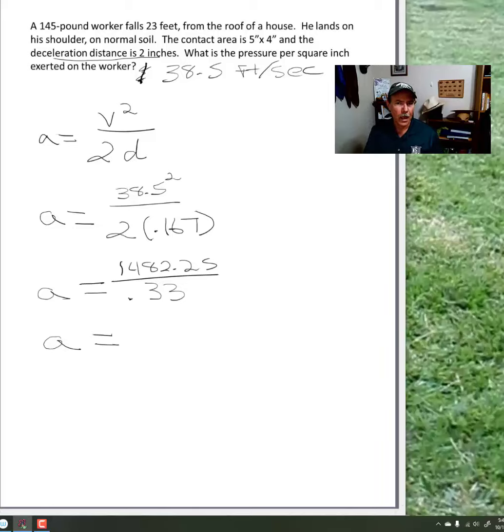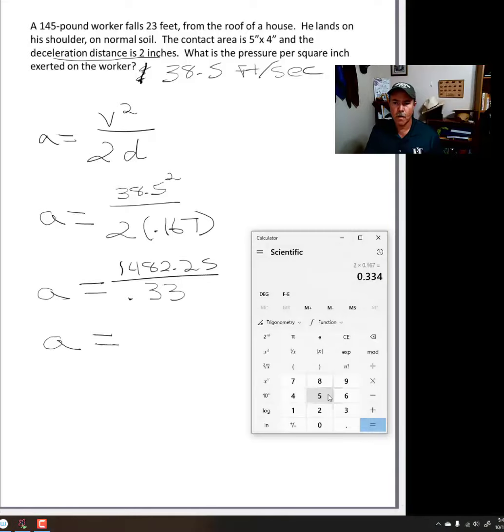And as we've talked about in class, the lower the rate of deceleration, the less injury to the worker. A soft surface where you have a lower rate of deceleration, that's better for the worker. Let's see, calculator, 1482.25 divided by 0.33 equals 4,491.66, and we'll round that to 4,491.7.